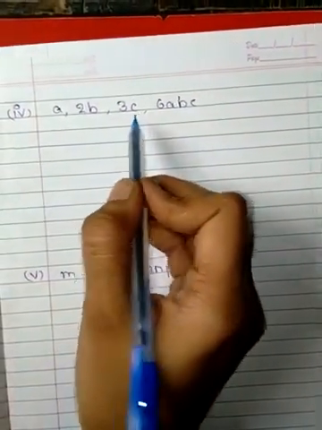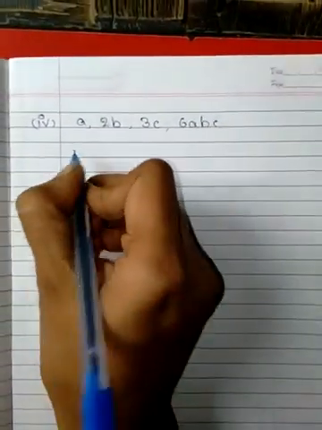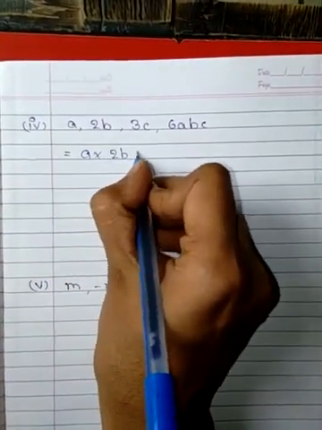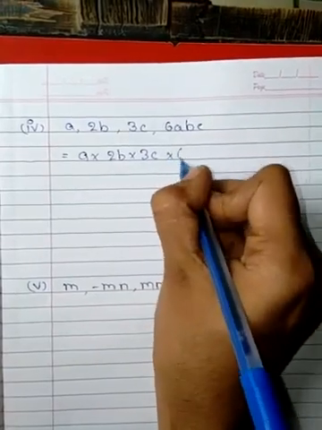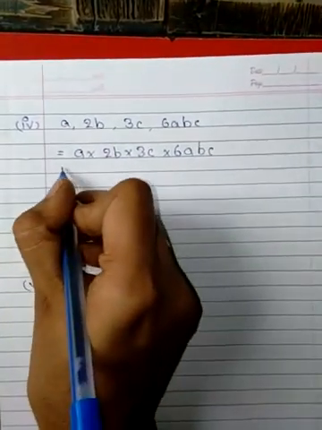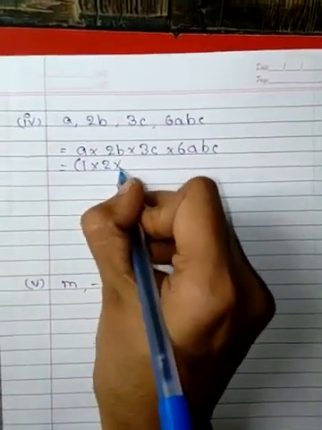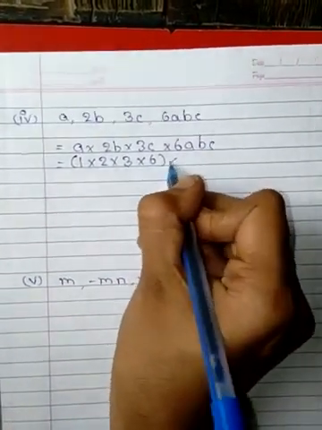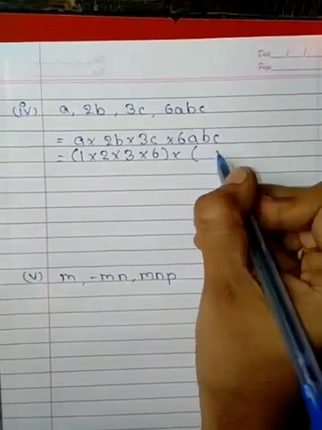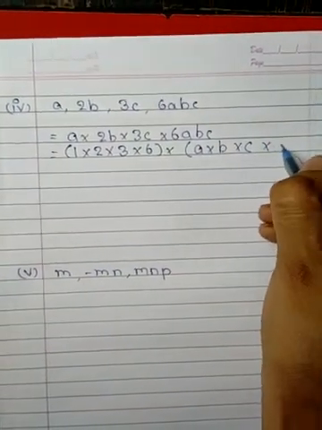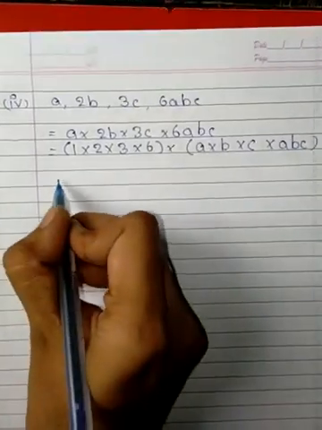a, 2b, 3c, 6abc. So we will multiply all these monomials, that is a multiplied by 2b multiplied by 3c multiplied by 6abc. Take all the constants, that is 1 multiplied by 2 multiplied by 3 multiplied by 6, and take the variables in a separate bracket, that is a multiplied by b multiplied by c multiplied by abc.